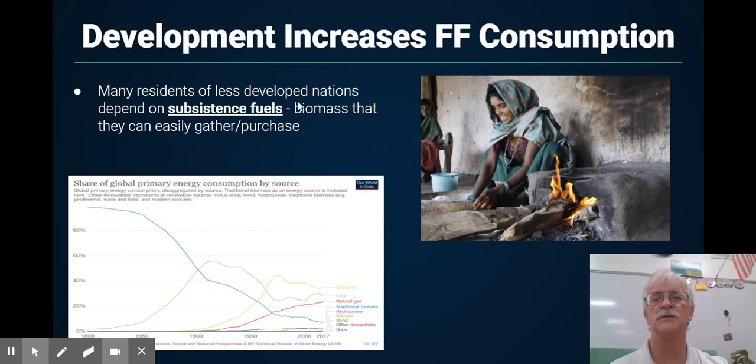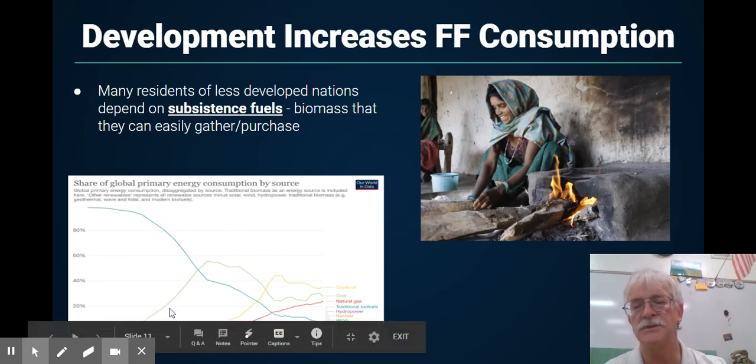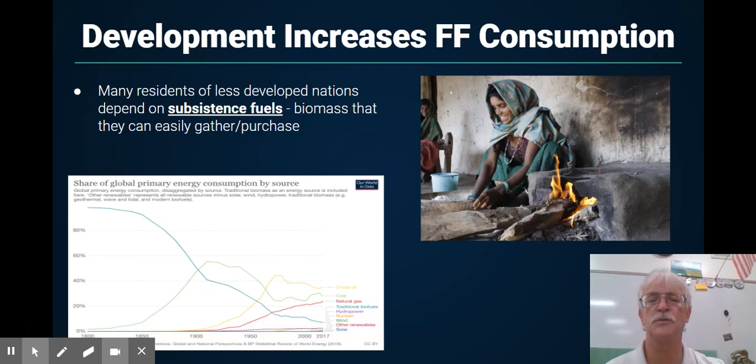Many residents of less developed nations depend on substances like biomass. We can see here, back around 200 years ago, most people just used biomass. That's it. Then we started using more and more fossil fuels. That's actually going down. Natural gas has gone up. Hydroelectric has been changing, and so forth. And so the consumption sources are changing.